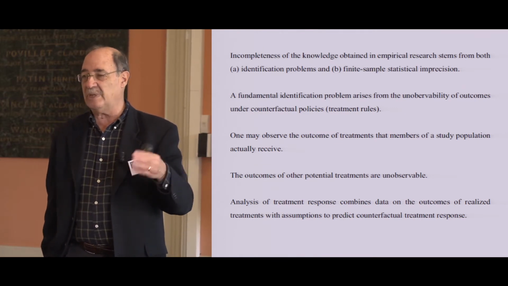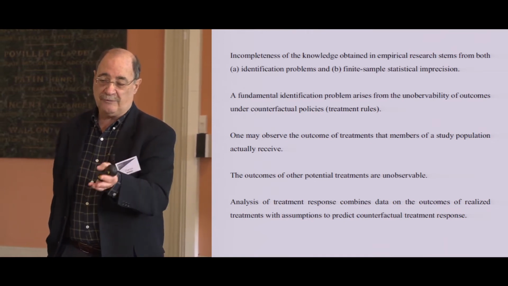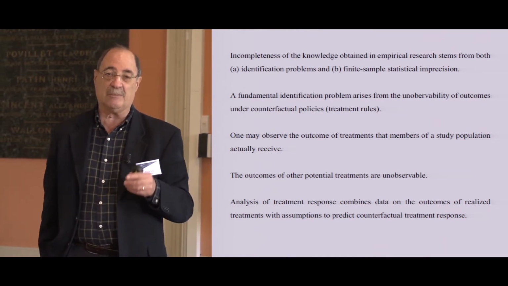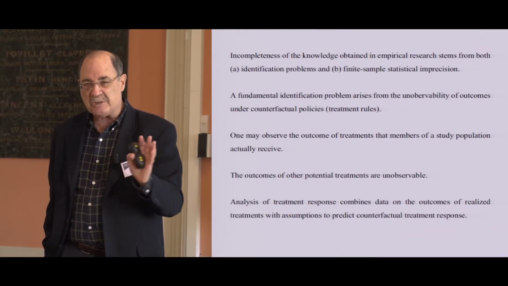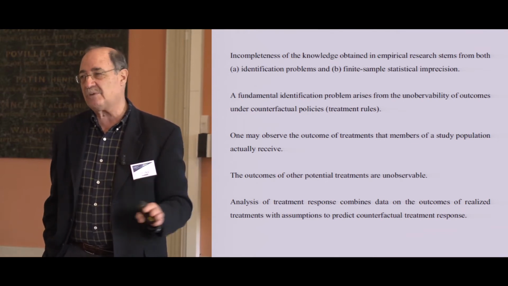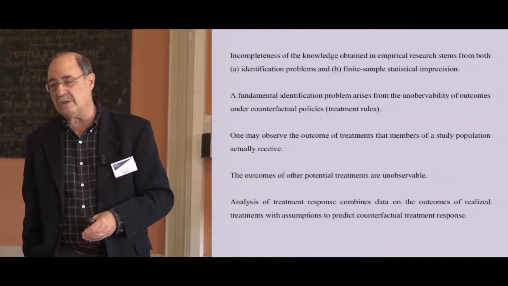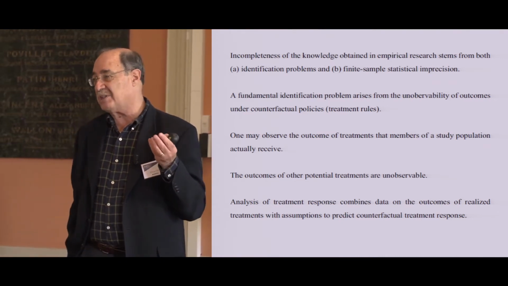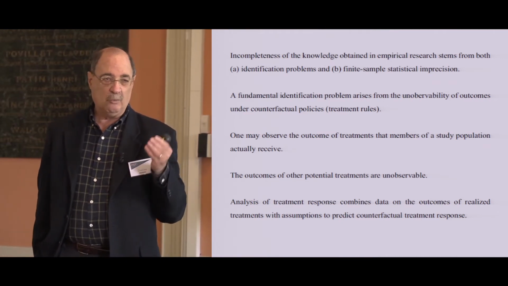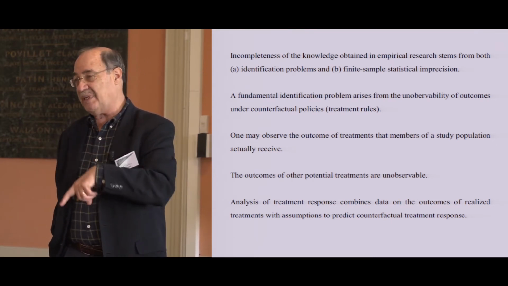Now, to actually do an analysis of treatment response, for the people who actually receive treatment A, you can observe what happened to them with treatment A. There could be measurement problems and so on, but let's abstract from them. In principle, you could observe what happens under treatment A to people who actually receive it, but just as a matter of logic, you cannot observe the counterfactual. What would have happened to people who received treatment A if they had received treatment B instead?